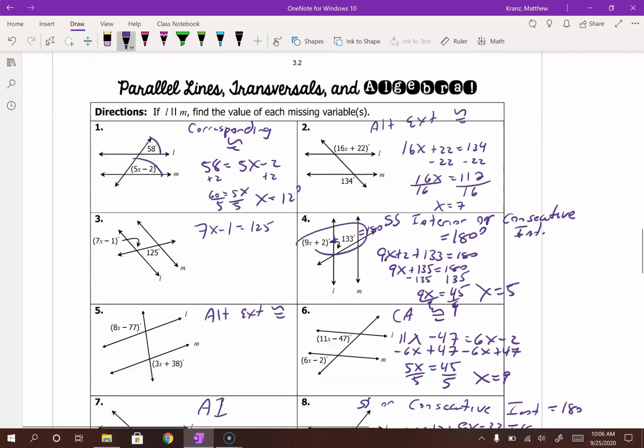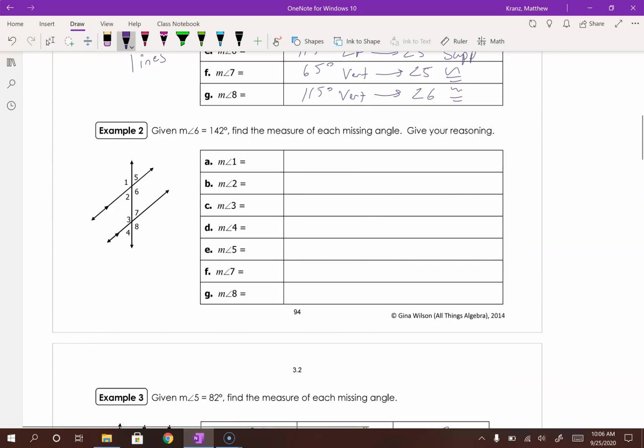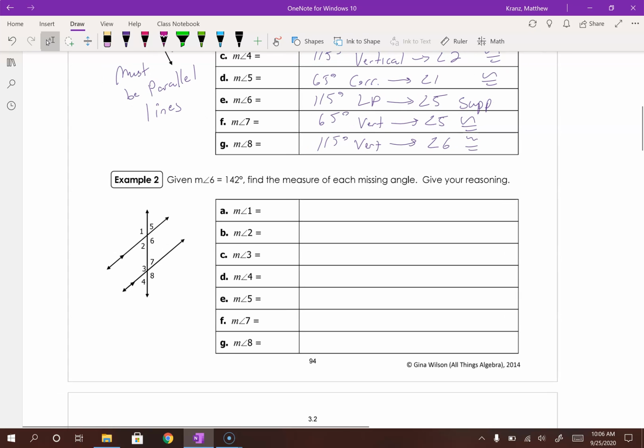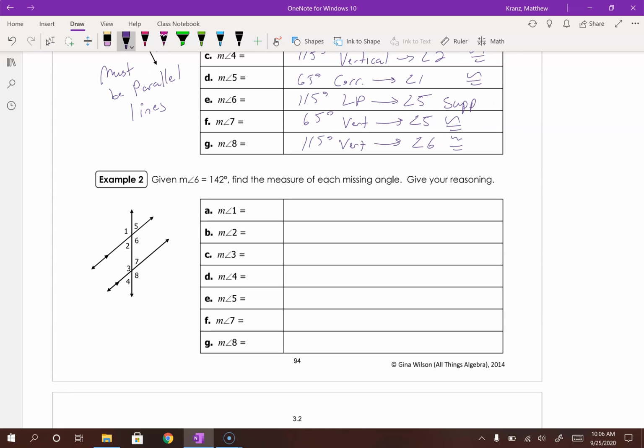Moving on, right? So I think we've covered all of these. Oh, we have to do number 2. Excuse me. All right, so on number 2, same kind of deal. It tells me that angle 6 is 142. So we know angle 1 is also going to be 142 because it's corresponding. Angle 2 will be 38 because these two are a linear pair.